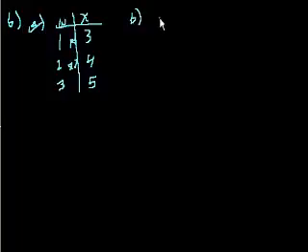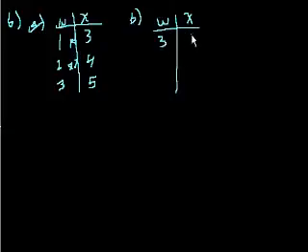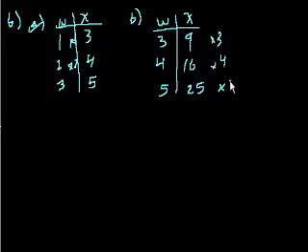Choice B, W, X. 3, 9. So I multiplied, well, let's see what I'm doing. 3, 9, 4, 16, 5, 25. It looks like in every scenario here, we squared W to get X, or W is the square root of X, but they're not proportional, because here we multiplied by 3, here we multiplied by 4, and here we multiplied by 5. So once again, it's not going to be choice B.